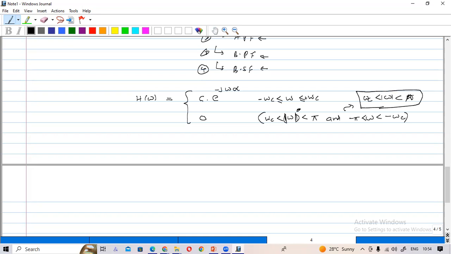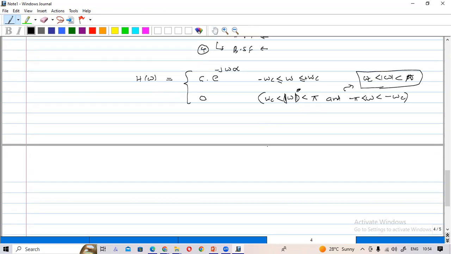I will explain this, okay? What is this? If you couldn't understand this, I want to write this actually. So omega is between omega c and plus omega c and 5, and omega is between minus 5 and minus omega c. That is what I want to find, okay? What I want to write.